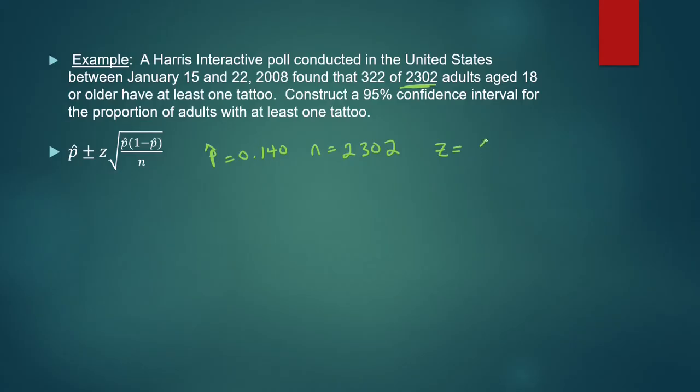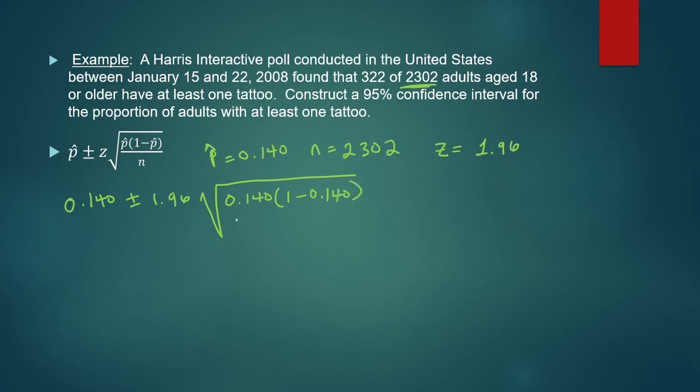Z is equal to 1.96. We'll plug the values into the formula. 0.140 plus or minus 1.96 times the square root of 0.140 times the quantity 1 minus 0.140, and divide that by the sample size 2,302.